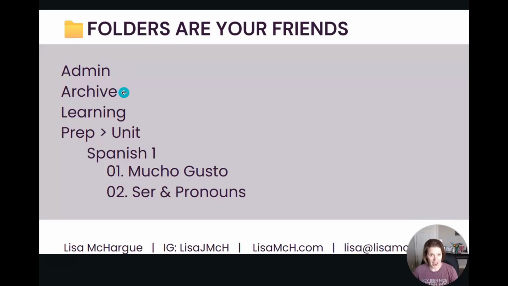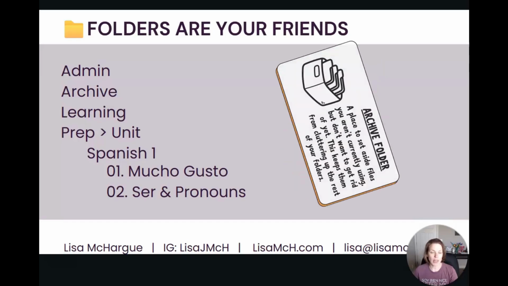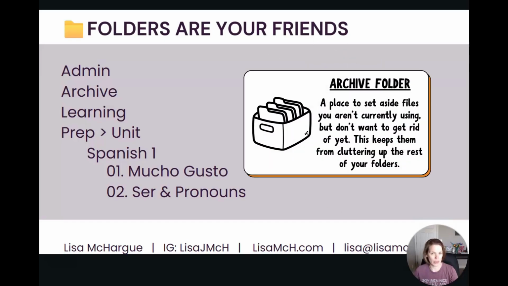Next is an archive folder. Now you might not need this right away in your teaching career, but I promise you will. Archive is a place to put things that you're not currently using, or you might not use again, but maybe you will. You don't want to quite get rid of them, but you do want to get them out of the way so they're not cluttering up your main files that you're actually using. Archive is just a place to set things aside that we might need later, but are not currently using.